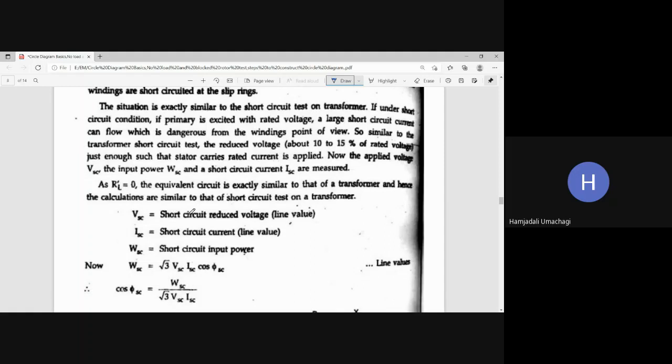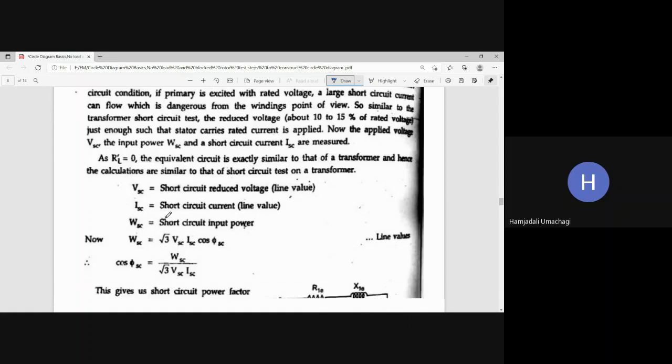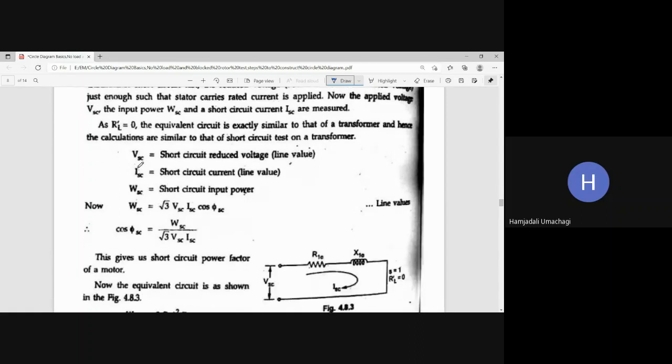Now, VSC is nothing but the short circuit reduced voltage, the line voltage. Once you allow the induction motor to carry the rated current, whatever VSC voltage reading you get is the short circuit reduced voltage, and that too it is the line voltage value.